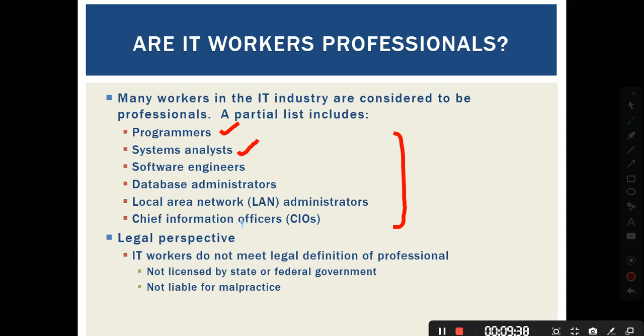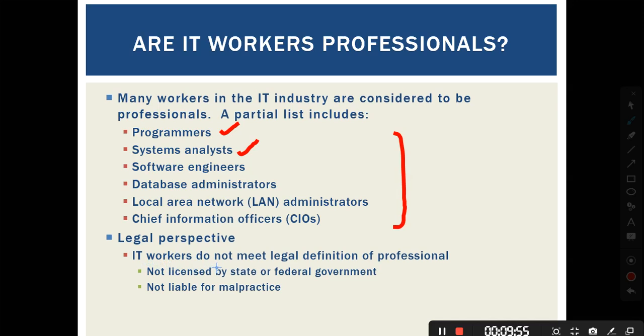We call them professionals. Okay, from a legal perspective, we consider whether workers are professionals or not. That's a simple thing, student.